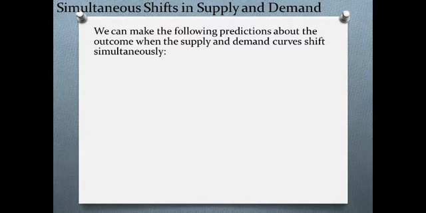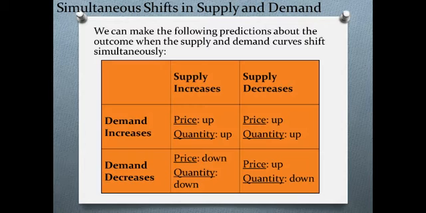All right, let's see how you did. Were you correct? Now, if you weren't correct, let's explore why. You need to think about what happens when they shift simultaneously and why price goes up or down and why quantity goes up or down. We're going to practice with these things in class, so don't panic. We're going to do a lot of practice problems so everybody's on the same page.